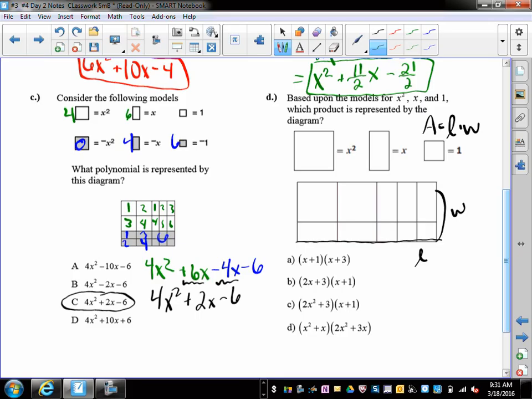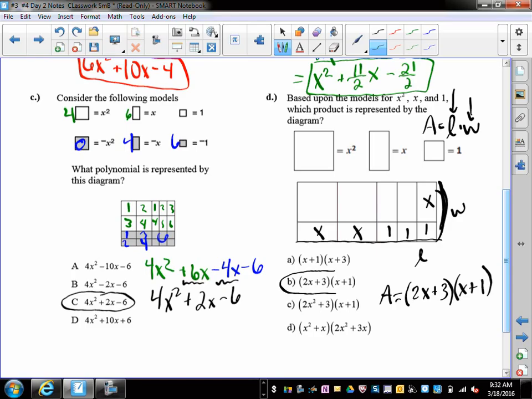So we need to figure out what my length is. Well, this represents an x. This represents an x. This represents 1, 1, 1. So what does x plus x give you? 2x. And what's 1 plus 1 plus 1? 3. So we have 2x plus 3 is my length. And then what is my width? This represents x, so this is x plus 1. My width is x plus 1. So which one's that guy? D, just like I said.